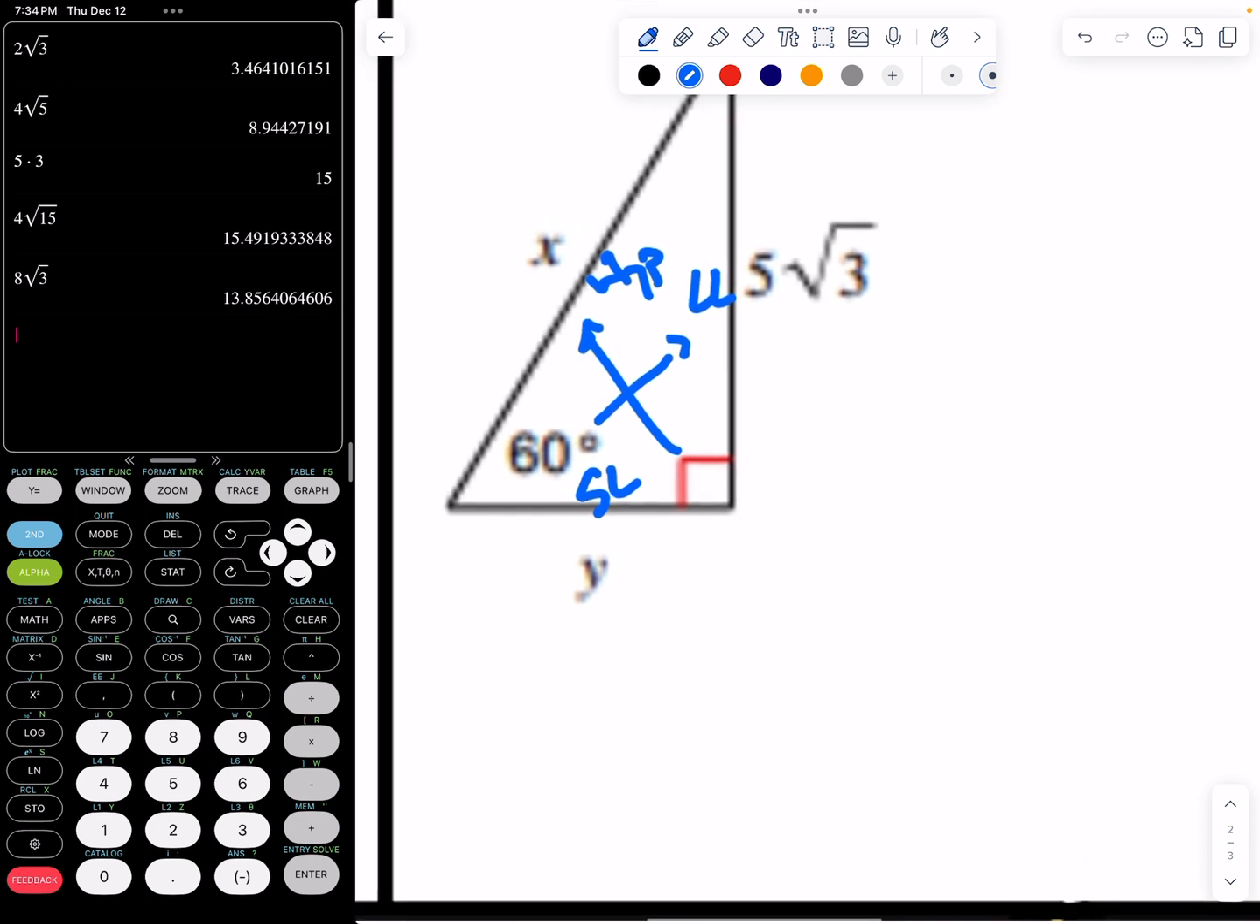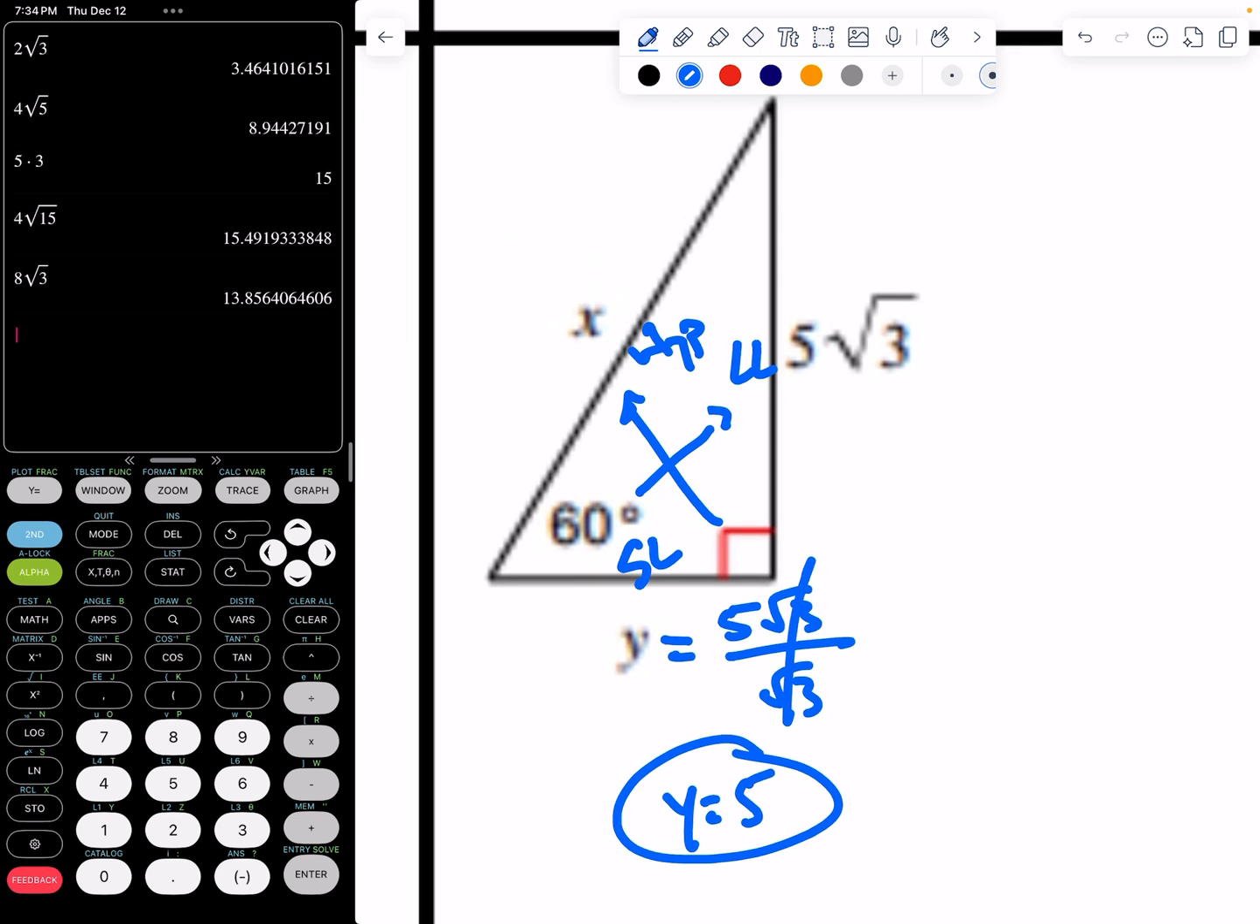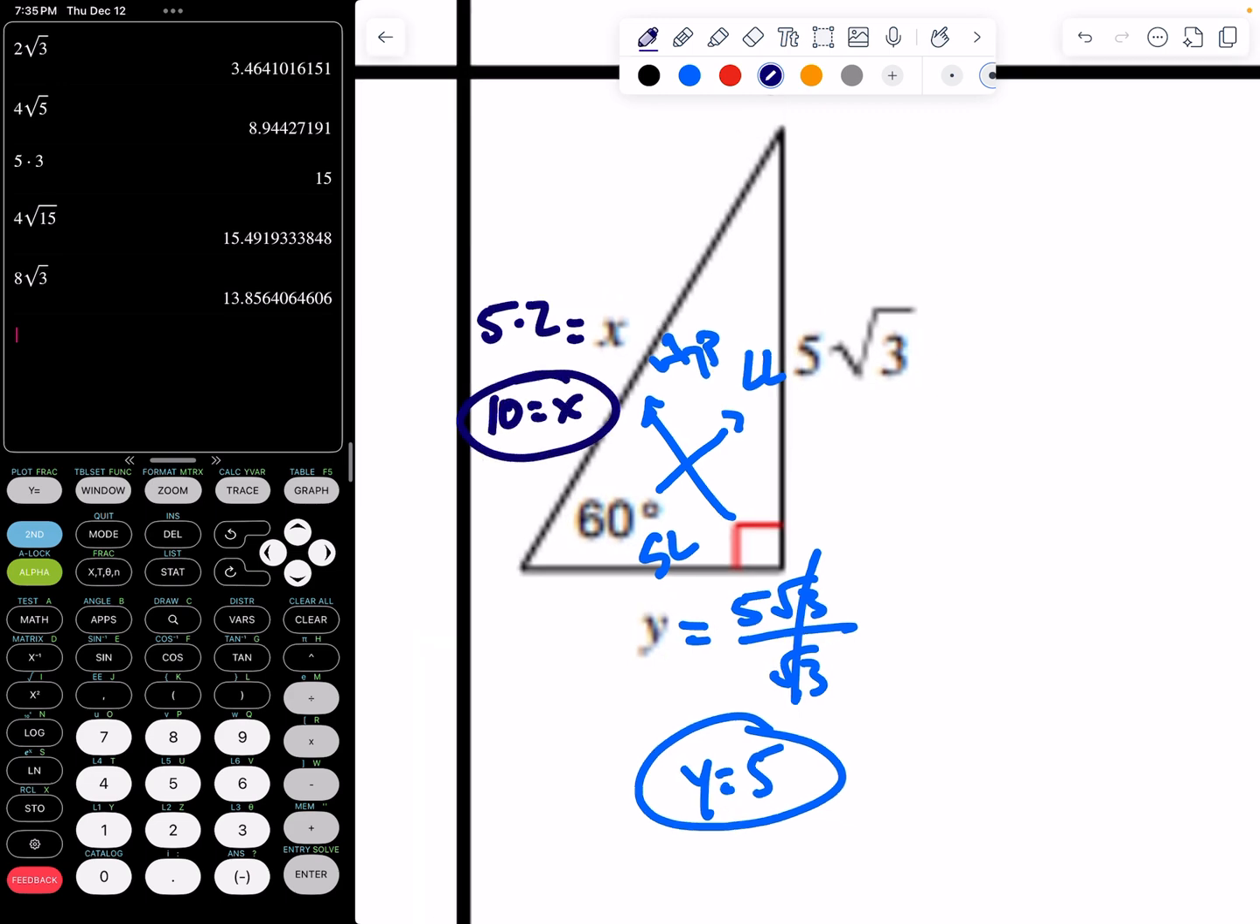So in this case, because I have a root 3, I want to take my long leg and divide by root 3, because all I'm going to do there is cancel those out, which makes y equal to 5. That's nice and easy. And if y equals 5, then to find my hypotenuse, now that I have my short leg, all I do is take my short leg and multiply by 2. So x equals 10.